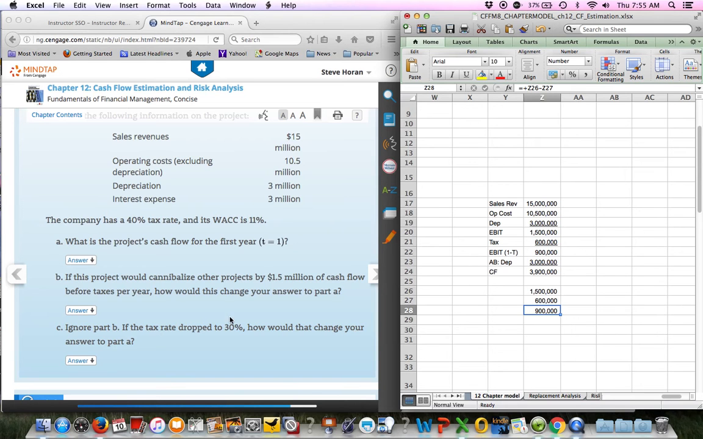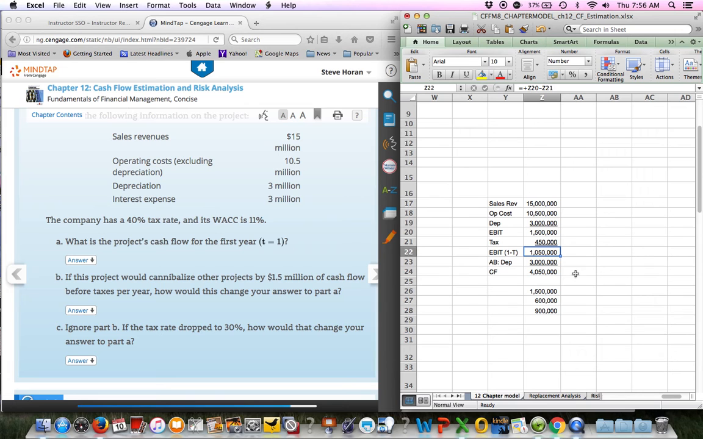For letter C, it says ignore part B. If the tax rate dropped to 30%, how would that change your answer to A? So what I can do is just go to my tax calculation above. I typed in 0.4, so notice it's 3.9 million. I typed in 0.4. Let's change that to be 0.3. And you get a new number, 4,050,000.